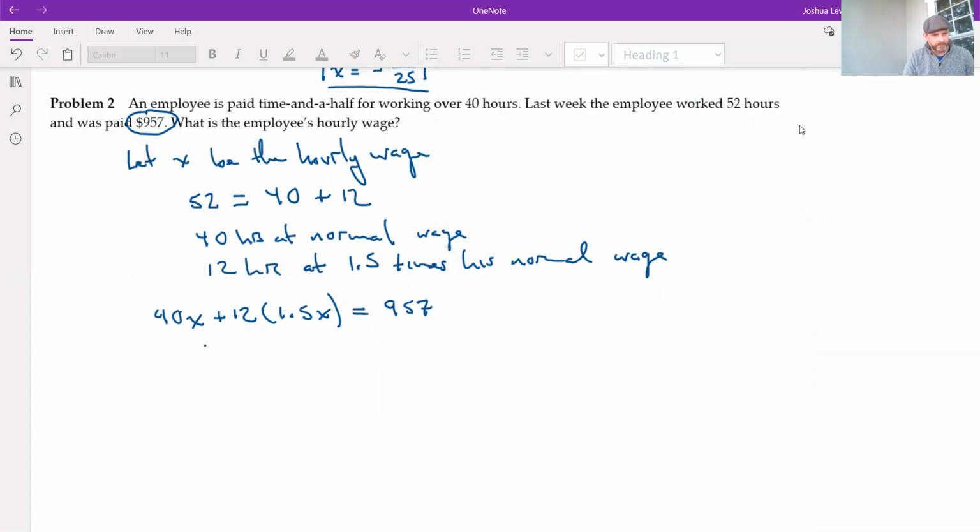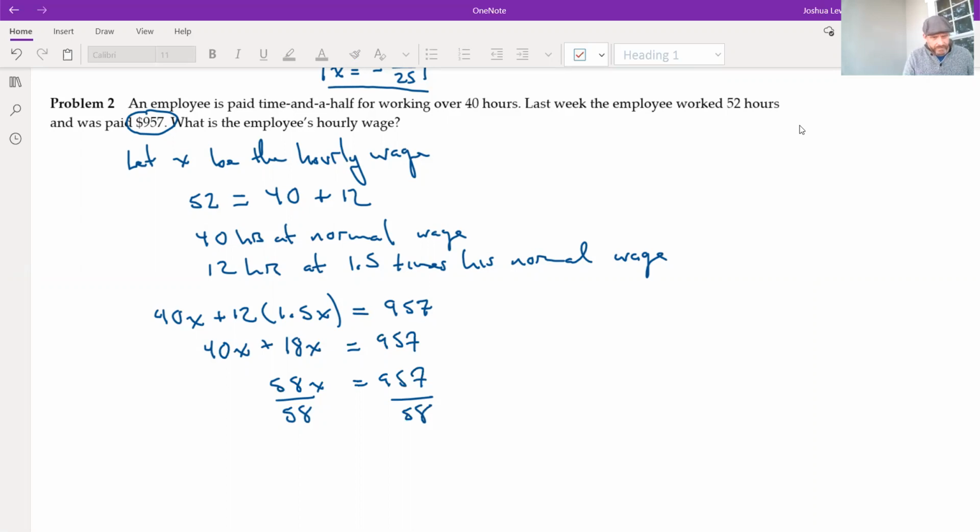So let's see what we get here. 40x plus, and then 12 times 1.5. Well, that's 18x, which equals 957. And so what do we get? 58x equals 957. Divide both sides by 58. And let's see. And again, use your calculator here, okay? We're going to have 957 divided by 58.